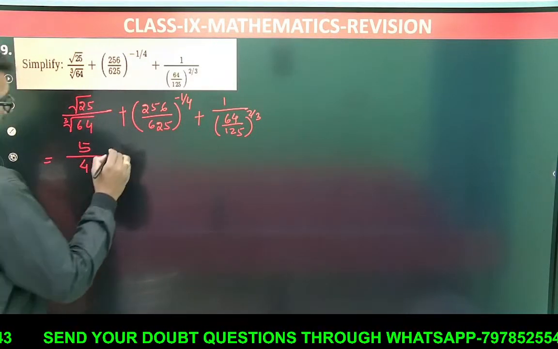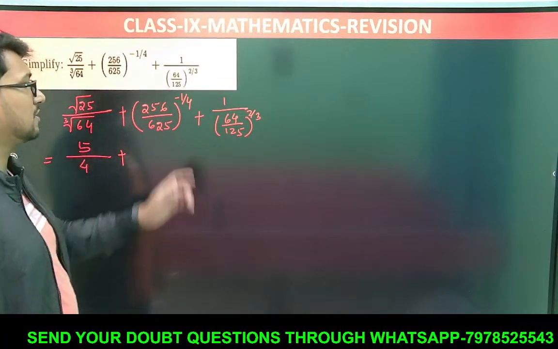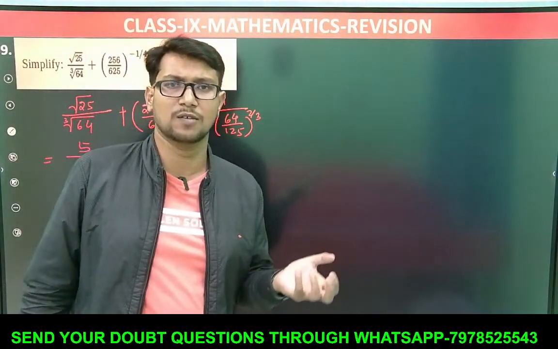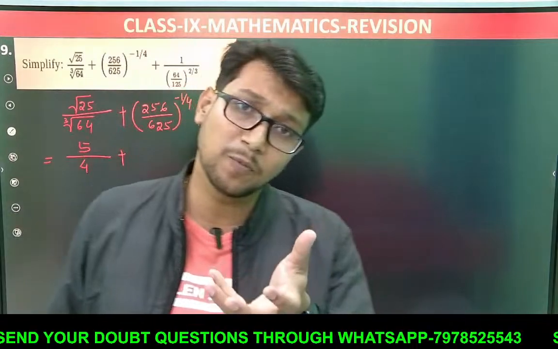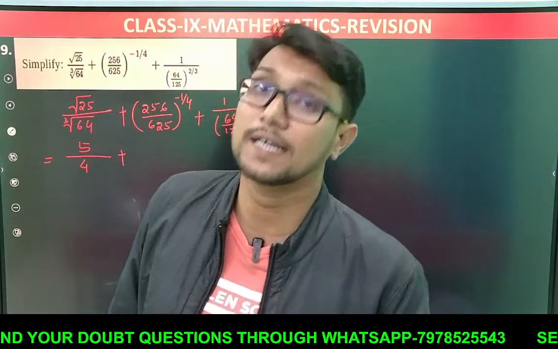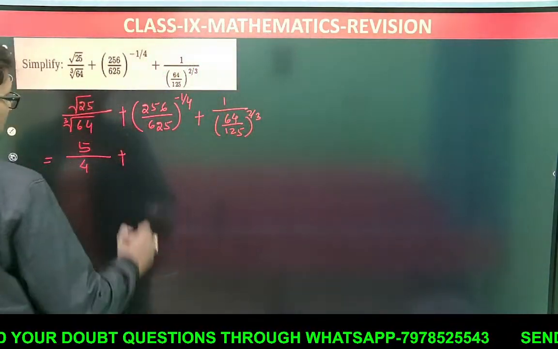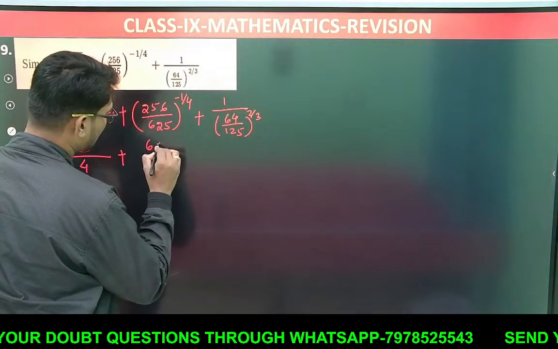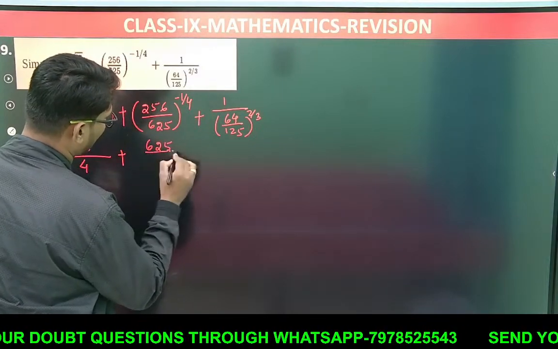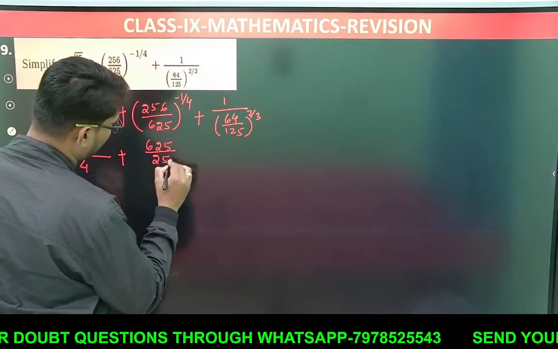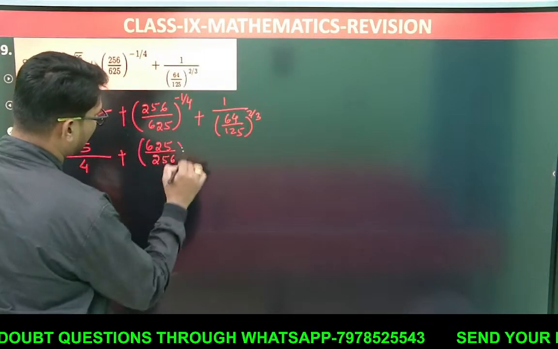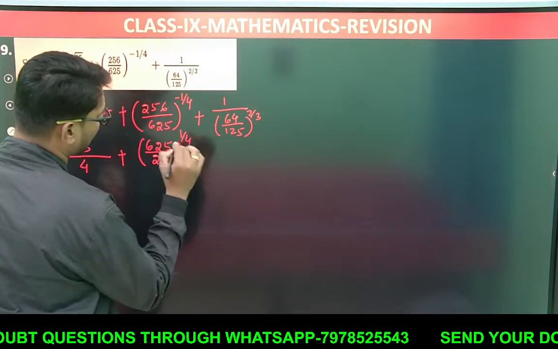And plus. Previously I told you, if the power is negative, what do we have to do? We have to reciprocate it to make its power positive. So let us reciprocate it: 625 by 256. Hence the power will become plus 1 by 4.